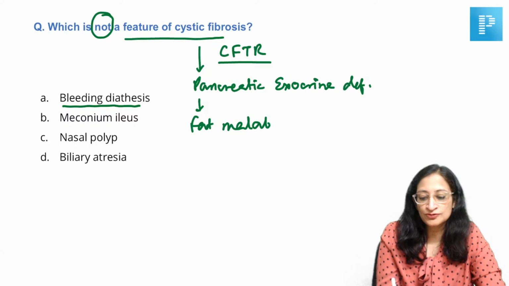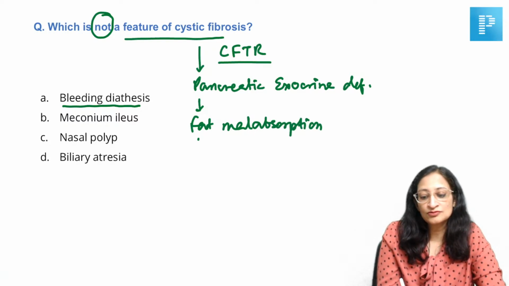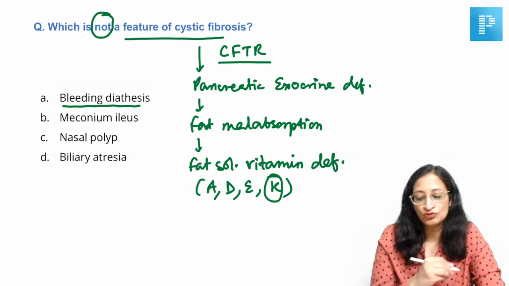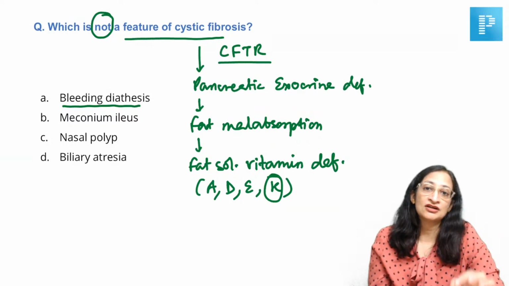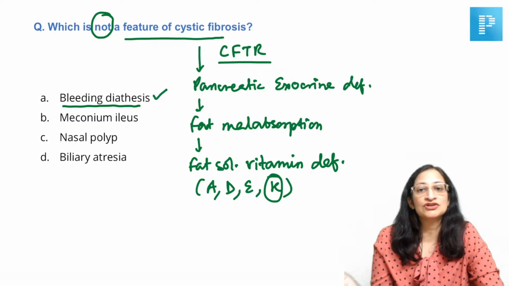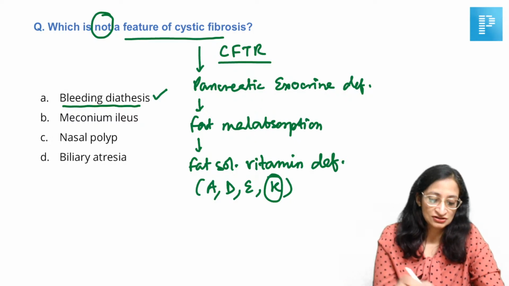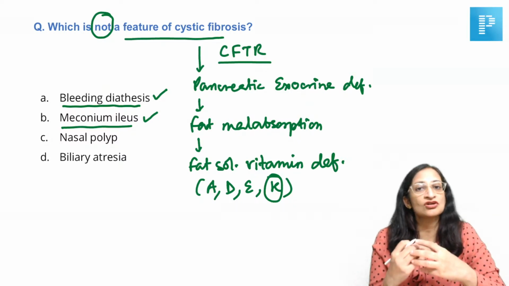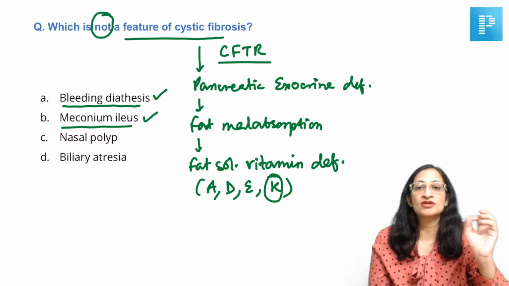Because there is fat malabsorption, the fat soluble vitamins are also not absorbed properly, so there will be fat soluble vitamin deficiency. Which are the fat soluble vitamins? We all know they are A, D, E, K. If vitamin K is deficient, you get vitamin K deficiency bleeding, which was previously called hemorrhagic disease of the newborn. So bleeding diathesis can be a feature of cystic fibrosis, and we need to supplement the fat soluble vitamins in higher doses in all these patients. Meconium ileus is a feature because all the secretions, the respiratory and GI secretions, are dried up. So a meconium plug can be formed, and there can be intestinal obstruction.